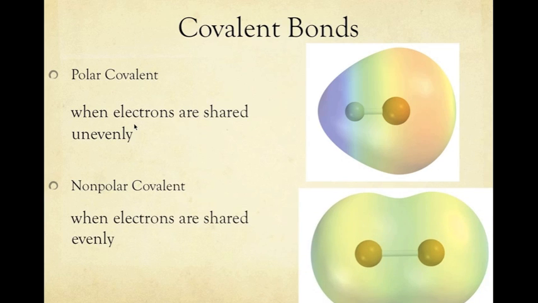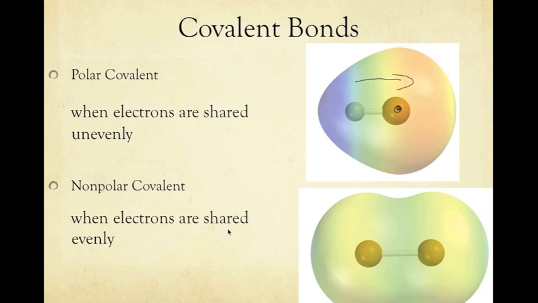Now, a polar covalent bond, which you can see over here, is when an electron is shared unevenly. Basically, you can think of it as one atom being a bully, pulling all the electrons to one side. So we see that in this molecule, and covalent bonds are called molecules, the electrons are shifting to the right, and this side is holding most of the electrons. So this atom right here is being a big bully and is stealing all the electrons.